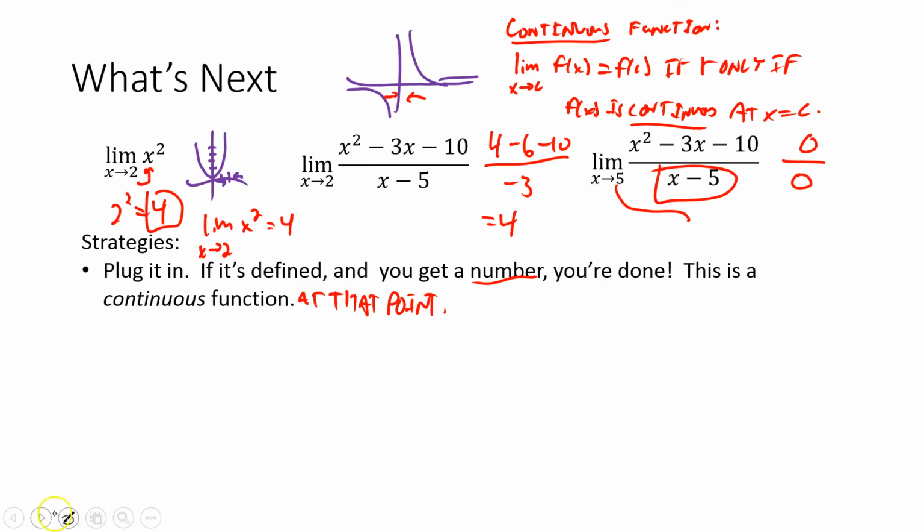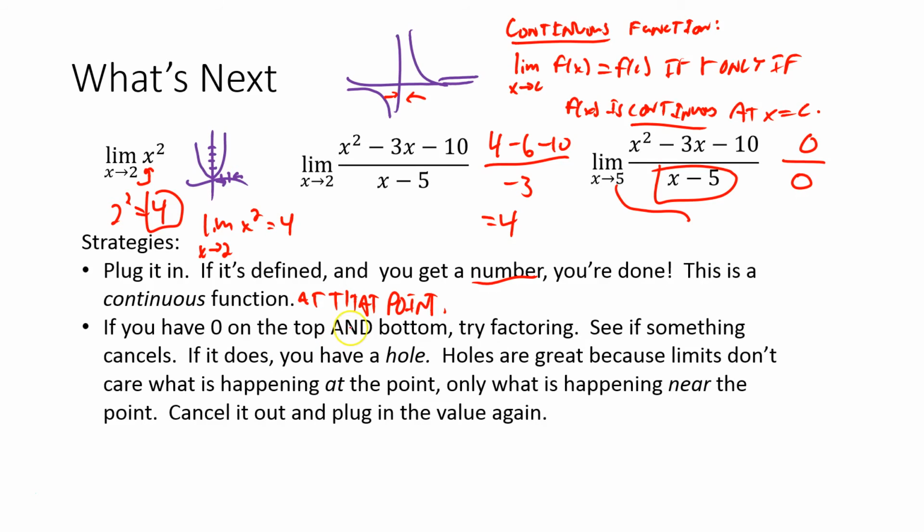Doesn't always work out that nicely. So if you have 0 on the top and bottom, which is what happened over here, then you might have to try factoring. See if something cancels out. That's exactly what happened with this problem. If it does, it's a hole. So that's what happened on our last one. We just had to cancel out the x minus 5 after factoring, and then we end up with x plus 2 equals 7, and we're done.